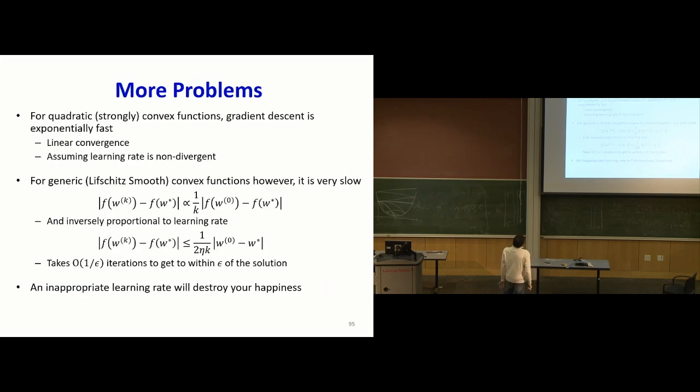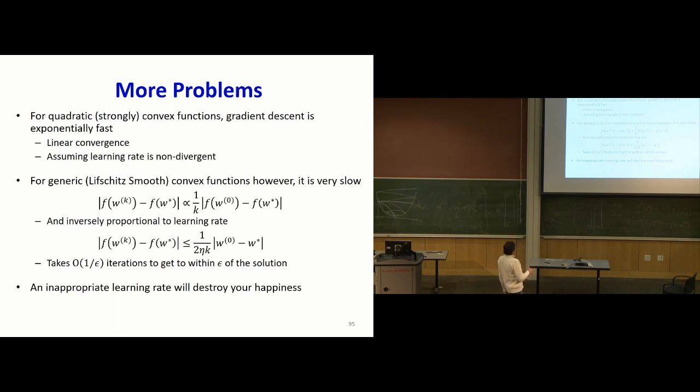There are more problems. For quadratic strongly convex functions, gradient descent tends to be exponentially fast. For more generic Lipschitz smooth convex functions, which are less convex than quadratics, which means you can place a quadratic bowl within these functions, the convergence is actually going to be much slower. Instead of converging at the rate of c raised to k, it's going to converge at the rate of 1 over k. And this is actually going to be inversely proportional to the learning rate. So this means that if your objective function is not sufficiently convex, it's going to converge very slowly.